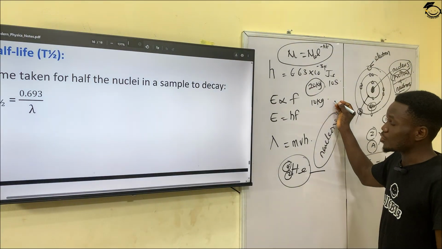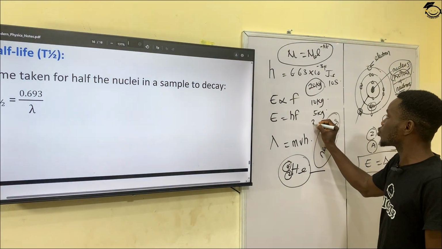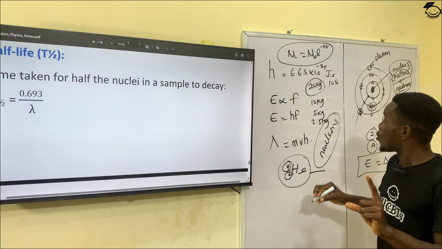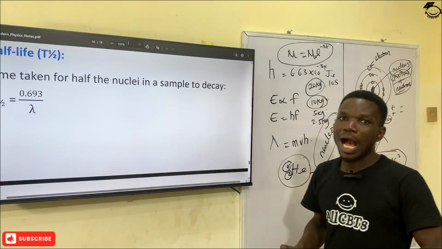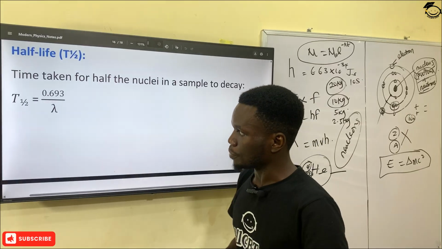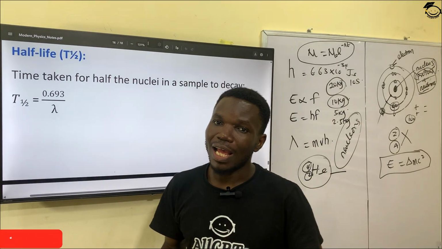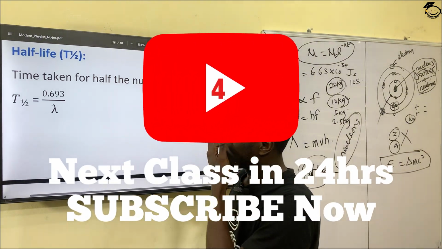The next 10 seconds, what I'll be having left will become 5 kg. The next 10 seconds, what I'll be having is 2.5 kg. So half-life is just talking about the time it takes a radioactive element to decay up to half of its original size or quantity. And you can calculate it using the formula that says the T half, which is half-life, is equal to 0.693 over lambda.